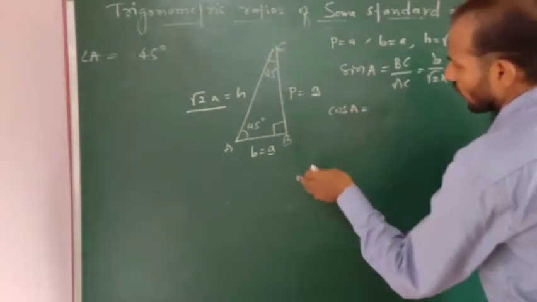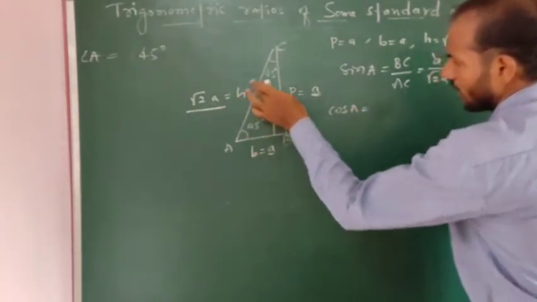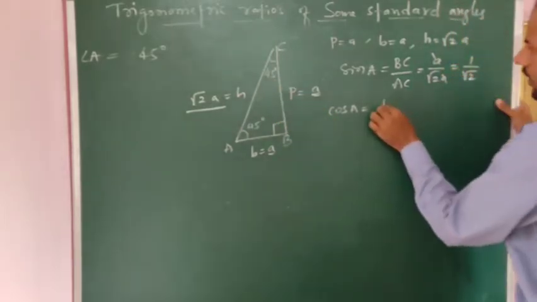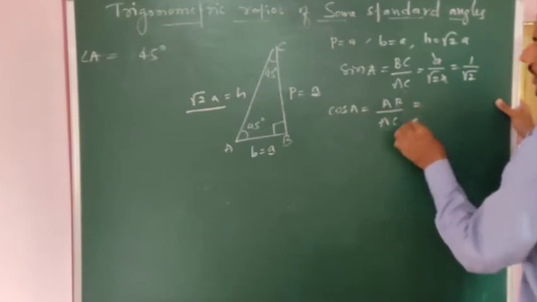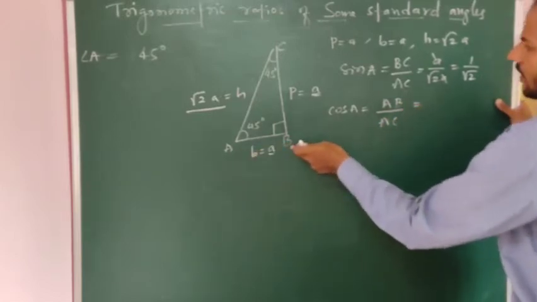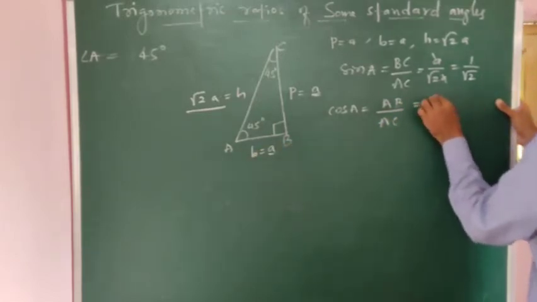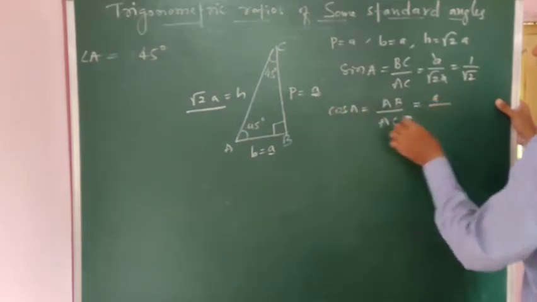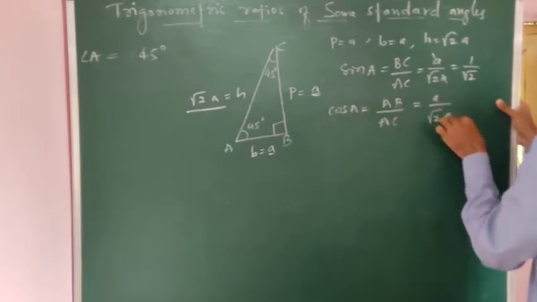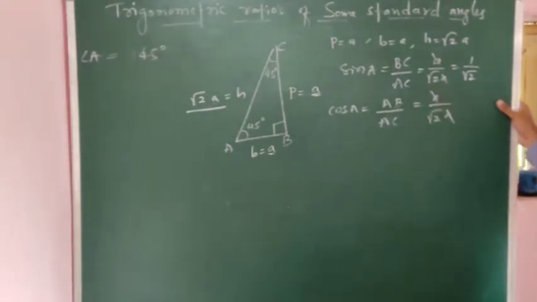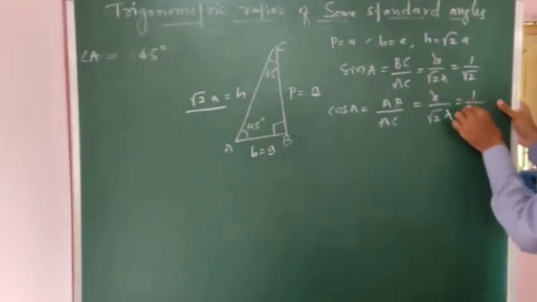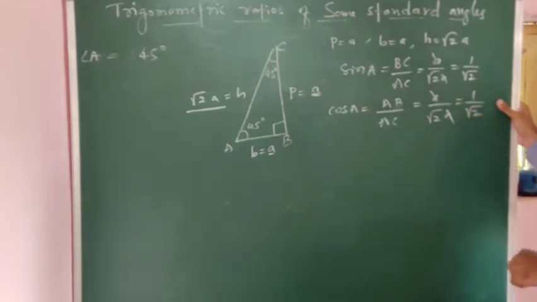Cos A, the ratio of cos A is base by hypotenuse. That is AB by AC. Here again, AB value is A and AC value is root 2 by A only. What we get here? Again A gets cancelled. Only 1 by root 2 remains.